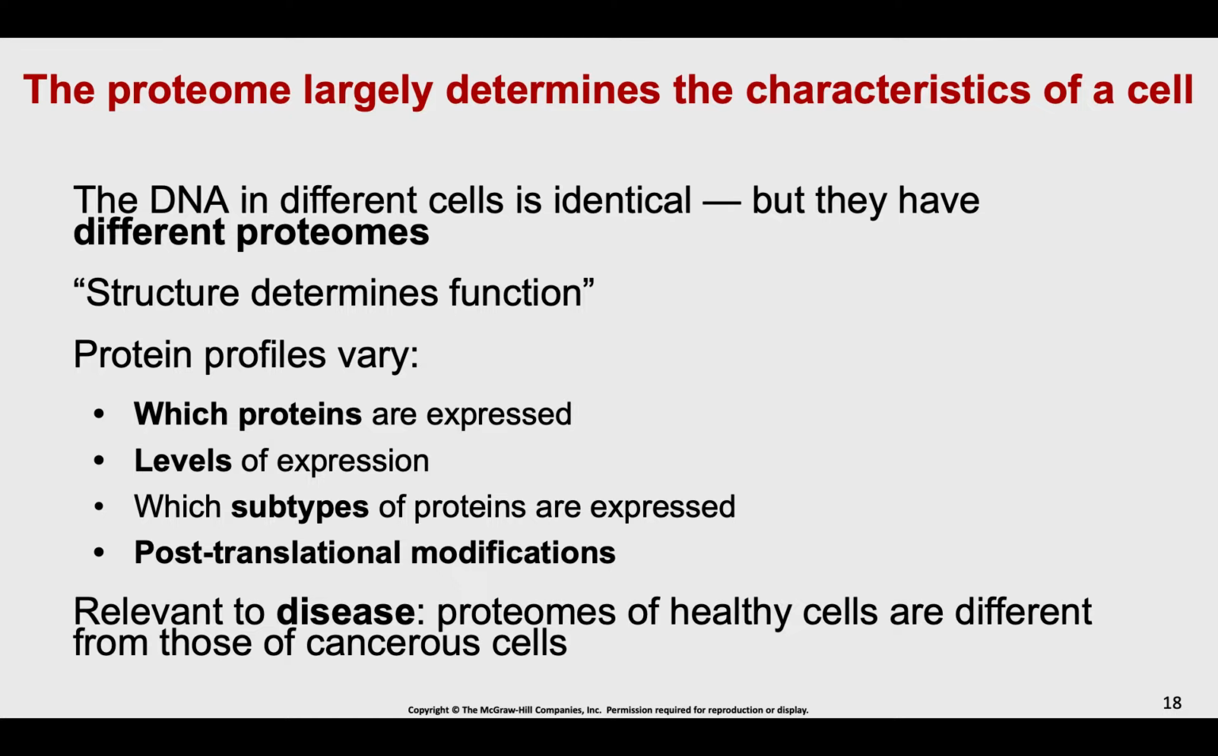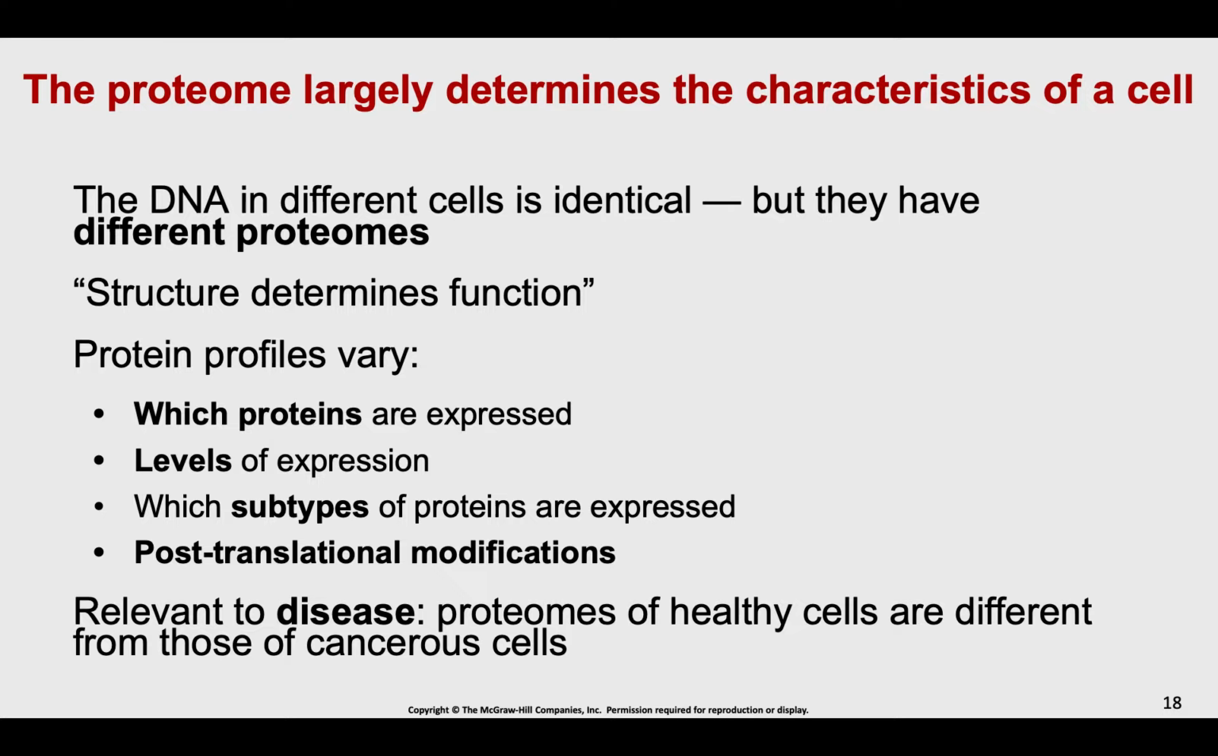So we know structure equals function. Depending on what proteins we have is going to depend on how this cell is going to function. And why these protein profiles differ is something called differential gene regulation. Every cell is going to express a unique set of mRNAs, which in turn will be translated to proteins. And we're going to talk more in depth about that process later. But know that we have the same DNA, but the amount of proteins expressed might be different.